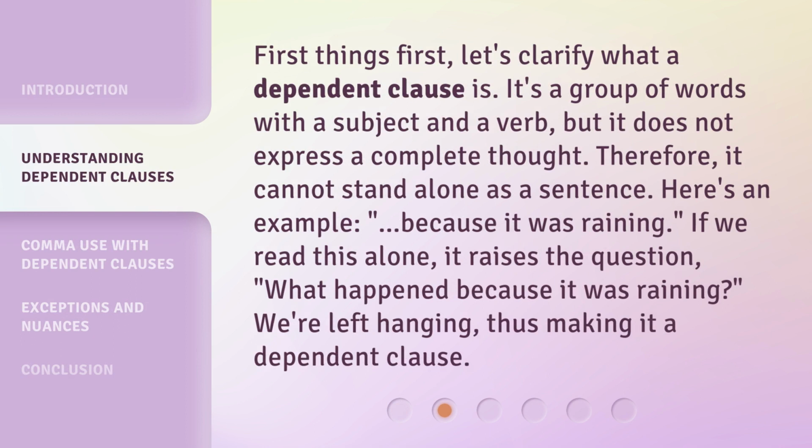First things first, let's clarify what a dependent clause is. It's a group of words with a subject and a verb, but it does not express a complete thought. Therefore, it cannot stand alone as a sentence. Here's an example: because it was raining. If we read this alone, it raises the question, what happened because it was raining? We're left hanging, thus making it a dependent clause.